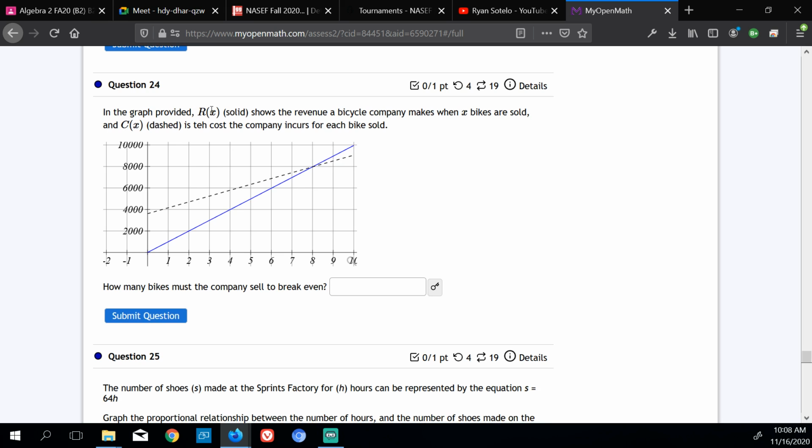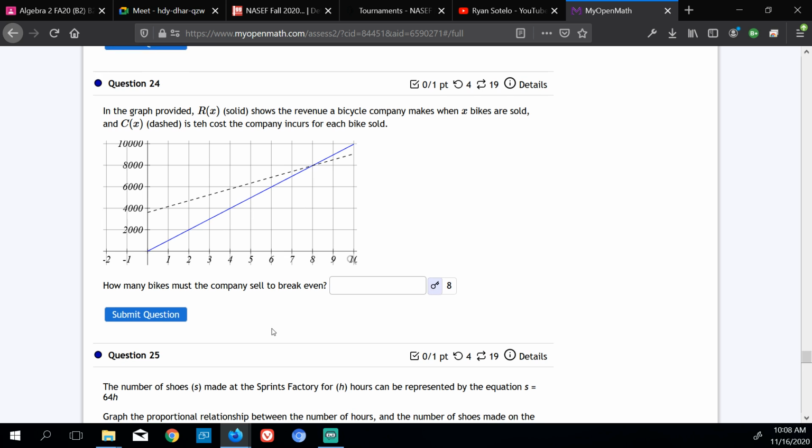R of X, the solid line, represents how much money you make as you sell bikes. That's your revenues. C of X shows you the cost of producing that many bikes, and that's the dotted line. The question is, how many bikes must the company sell to break even? 8, right? I have to input 8, and then the output is the same. Good.